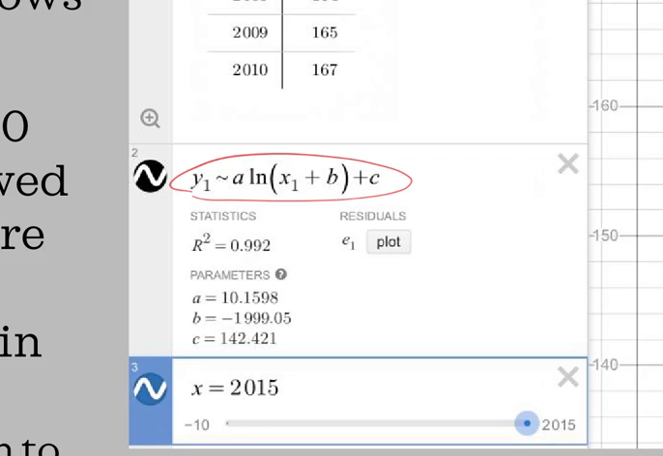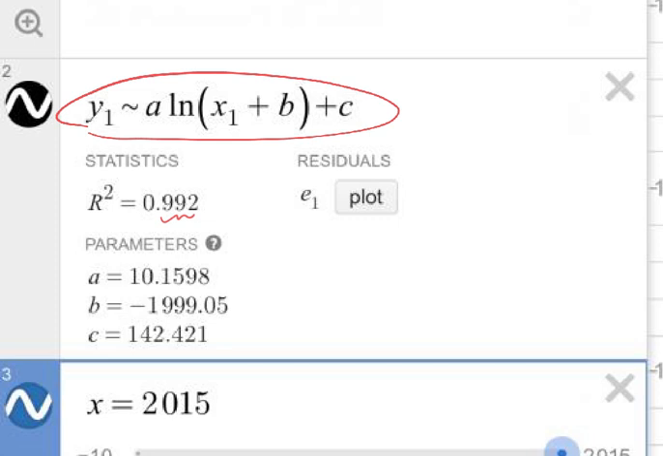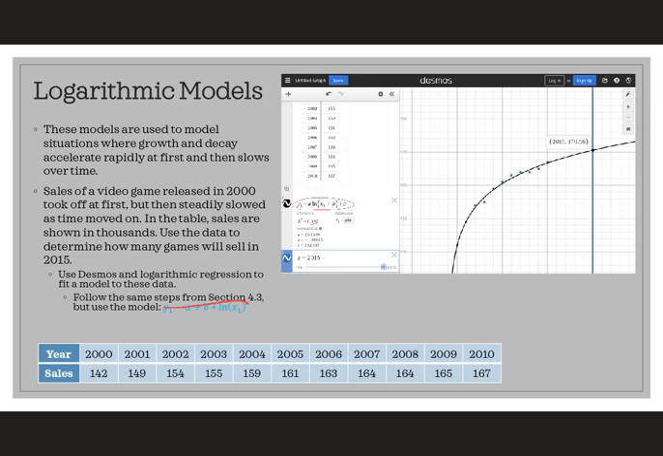Okay, so again, we've got an r squared of 0.992. That's pretty confident. We've got our parameters in here if we need them. It's not asking me for parameters. Okay, so use Desmos, find a logarithmic regression to fit a model to the data. The question in this one says, use the data to determine how many games will sell in 2015.